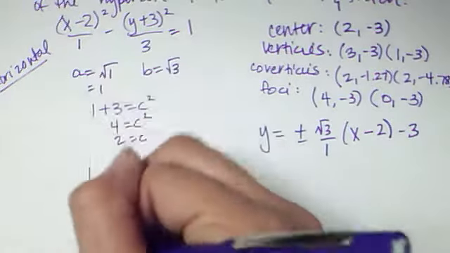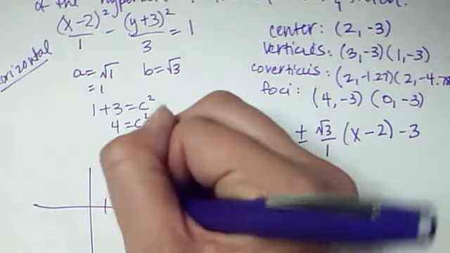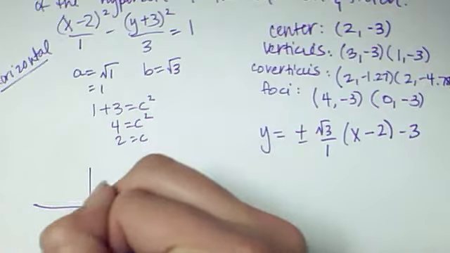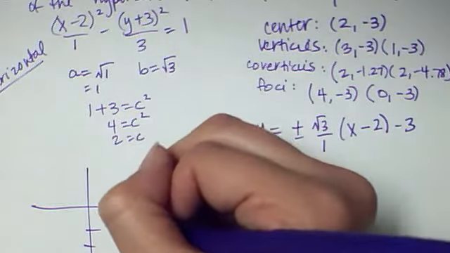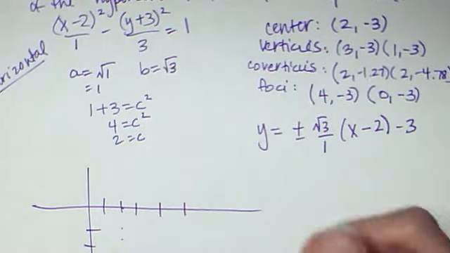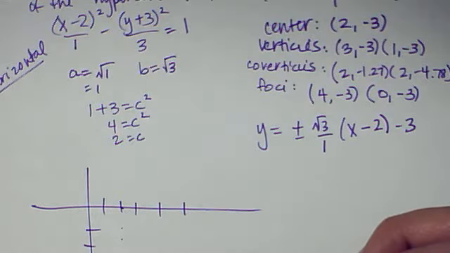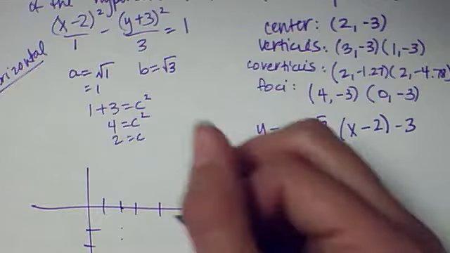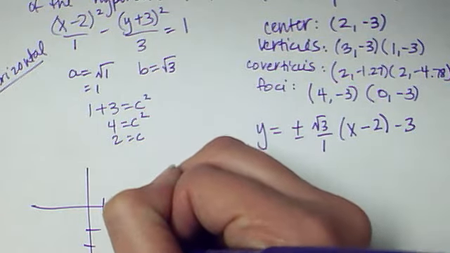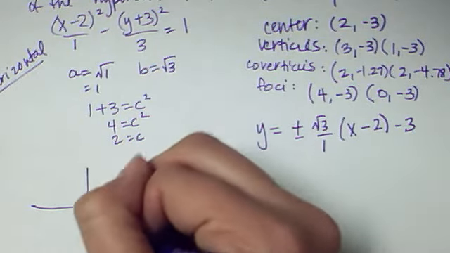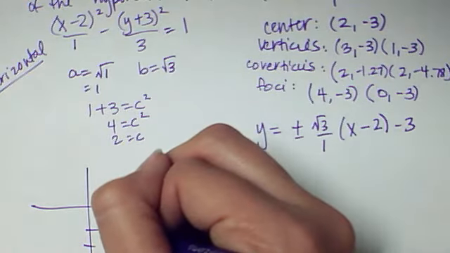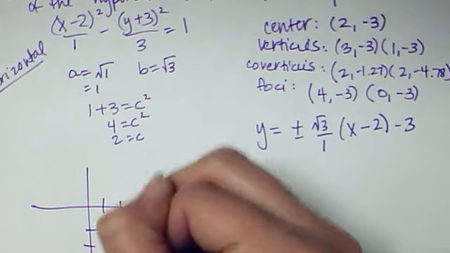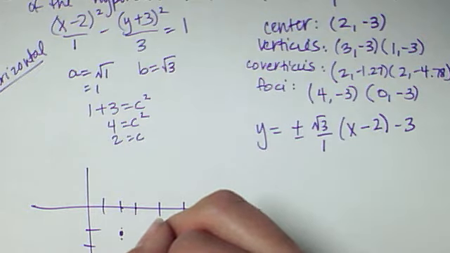Okay, to sketch this thing, we're going to go ahead and draw our x and y axis. Our center is at 2, negative 3. 1, 2, 3, about right here. Our vertices are at 3, negative 3, and 1, negative 3. Our co-vertices are at 2, negative 1.27, and 2, negative 4.73.